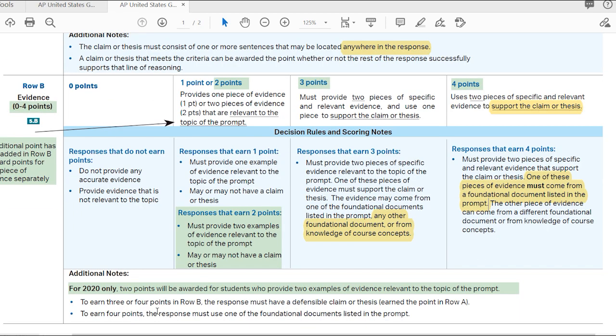Okay, additional notes for 2020. 2 points will be awarded for students who provide 2 examples of evidence relevant to the topic of the prompt. So this is a modification just because it's a take-home exam. To earn 3 or 4 points in row B, the response must have a defensible claim or thesis. In other words, the point that was earned in row A. To earn 4 points, the response must use one of the foundational documents listed in the prompt.